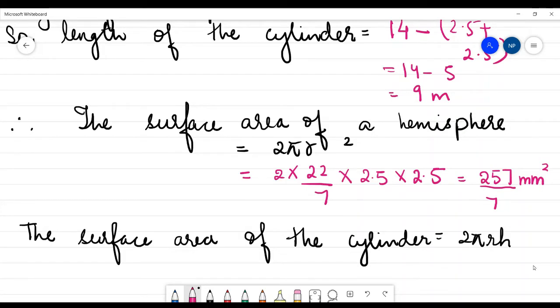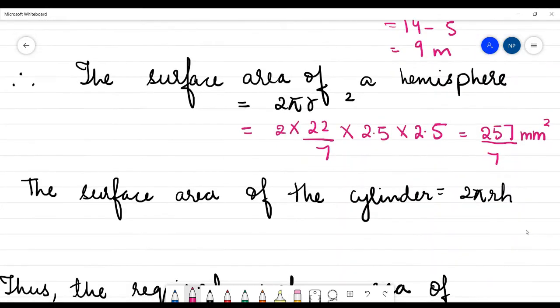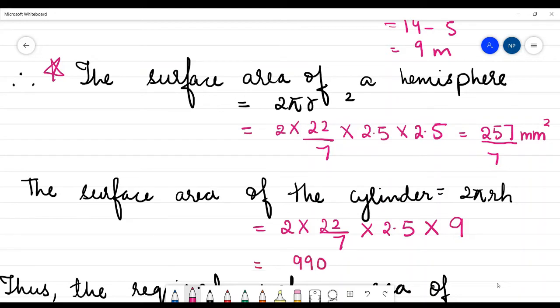Now since we have taken out the surface area of the hemisphere, we need the surface area of the cylinder as well. Now children, take note that there are two hemispheres in the diagram. I have taken out the surface area of only one hemisphere. Later on we will multiply it by 2 to get the surface area of the two hemispheres. So let us find the surface area of the cylinder. It is given as 2 pi r h, that is 2 into 22 by 7 into radius 2.5 and height, or the length that we took out, 9 millimeter. So from here we get the answer as 990 upon 7 millimeter square.